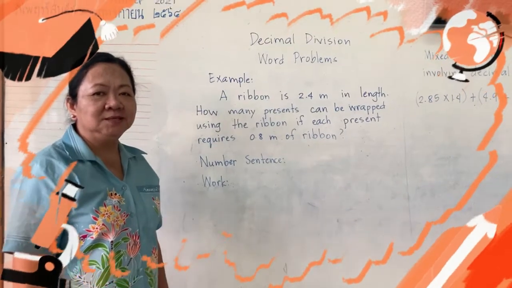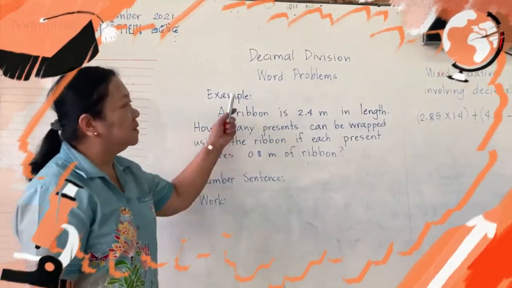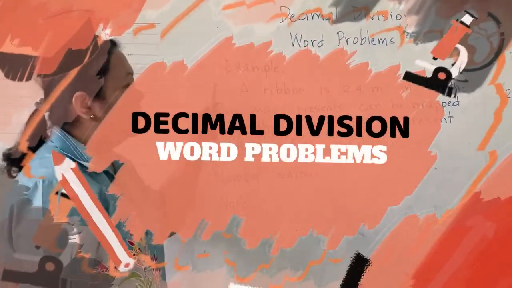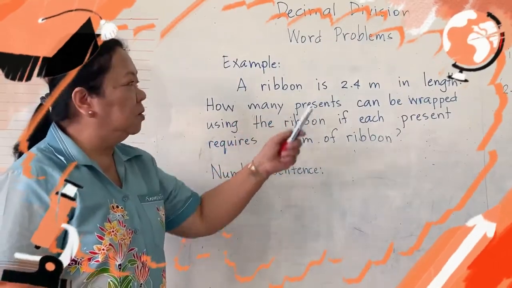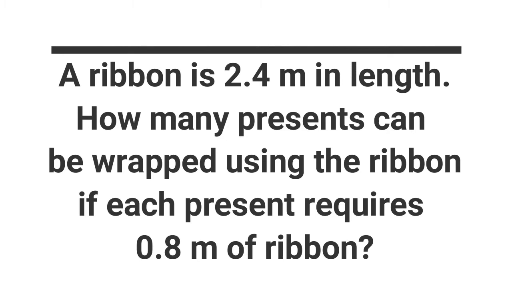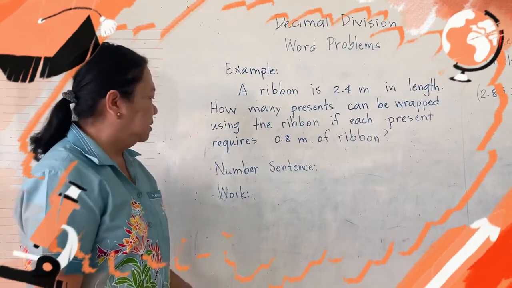Hello, Proton 6. Today we will study decimal division word problems. Here is an example. A ribbon is 2.4 meters in length. How many presents can be wrapped using the ribbon if each present requires 0.8 meters of ribbon?